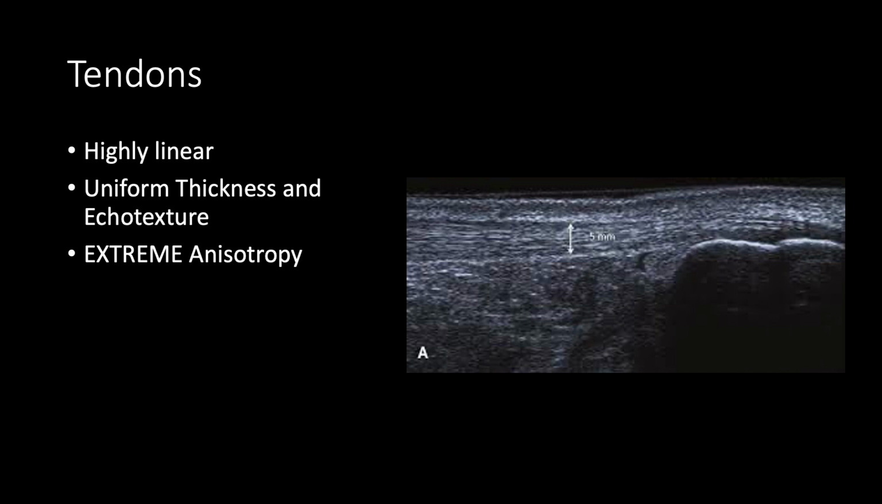using ultrasound. However, because of their linearity, tendons are also subject to extreme changes in their reflective properties and thus their brightness on ultrasound. And this is known as anisotropy, which we have talked about previously, but I want to review because it's such an important concept. So let's remind ourselves what I mean by anisotropy and the physics behind this artifact.